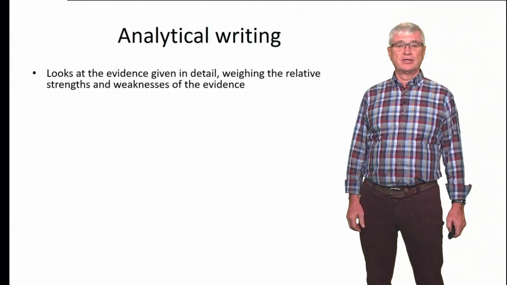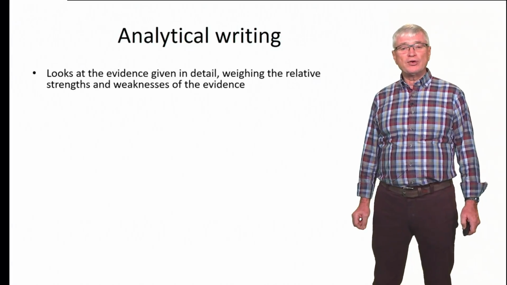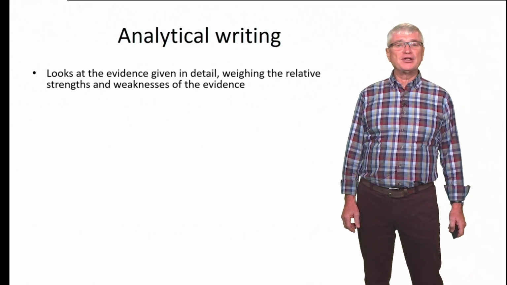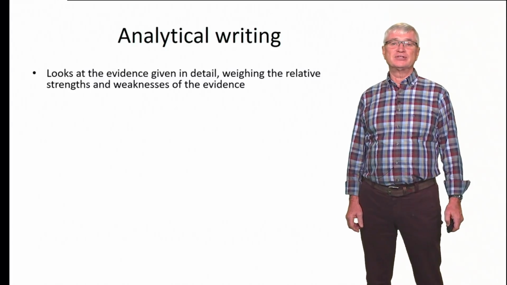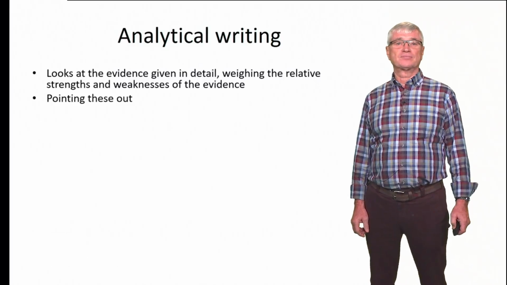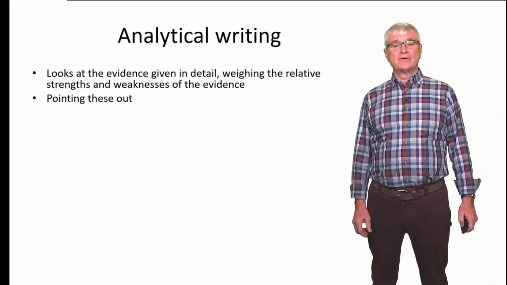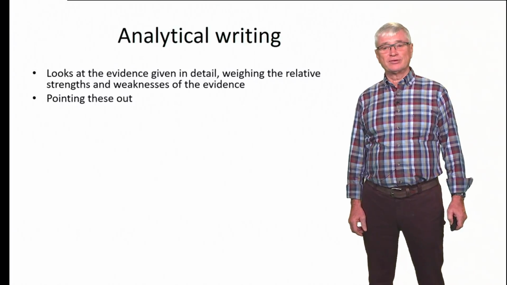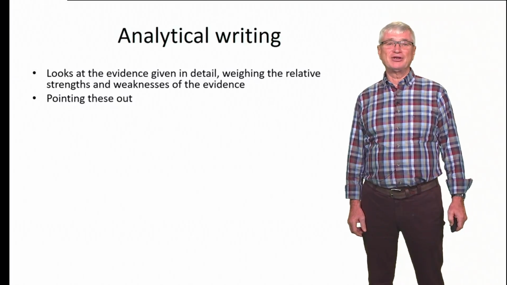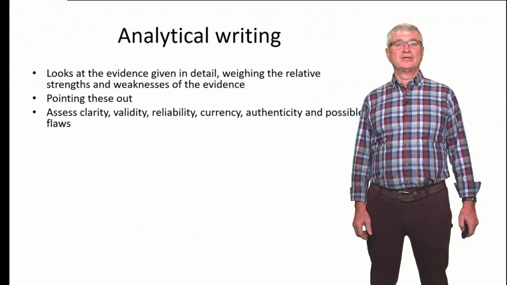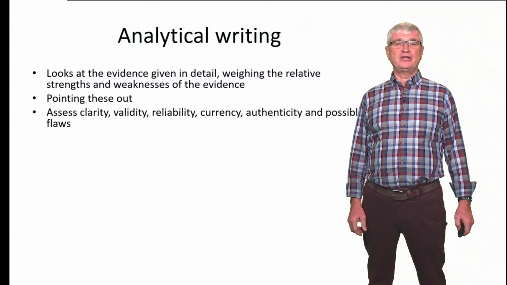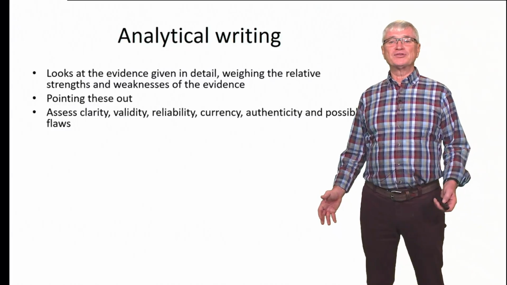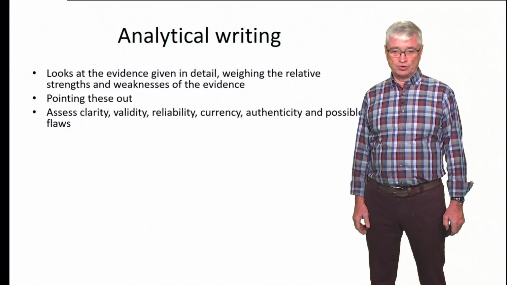Analytical writing means that we look at the evidence given in detail, weighing the relative strengths and weaknesses of the evidence. And we point these weaknesses and strengths out. That means we kind of analyze. We assess clarity, validity, reliability, currency, authenticity, and possible flaws.